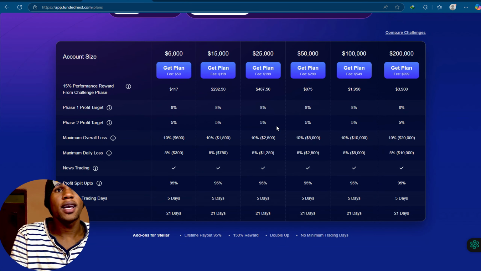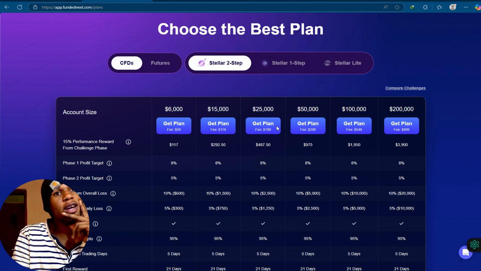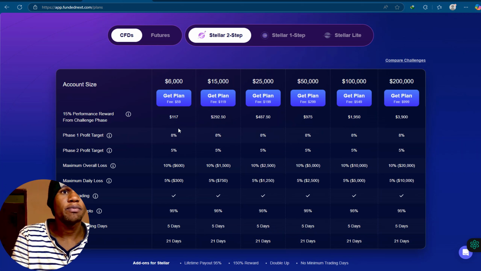So here's the thing guys, I'm having two plans over here. I would like to go for the Stellar two-step or the Stellar Lite, but as you can see over here, at least you get something from the challenge phase. They give you some money back, then the actual price for this is $59, and as you can see over here they give you the partial profits from the first challenge.